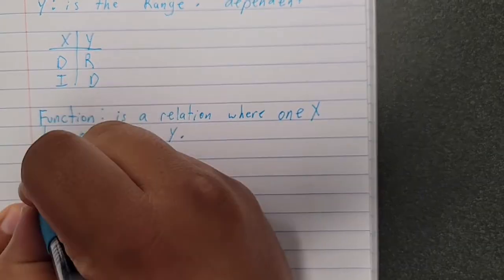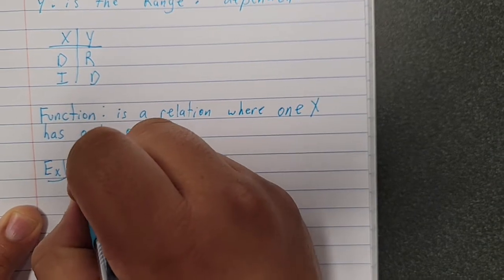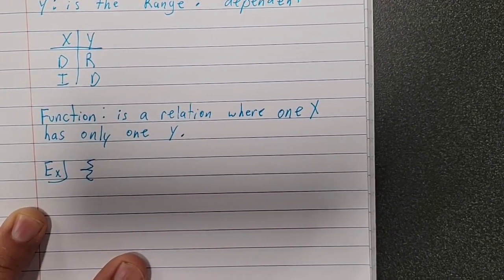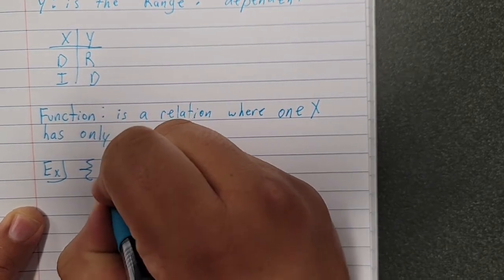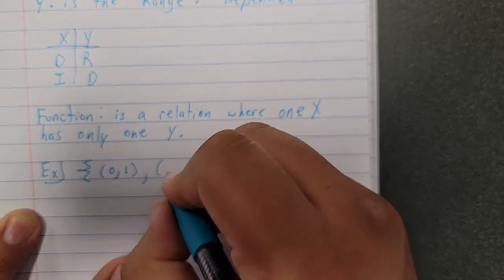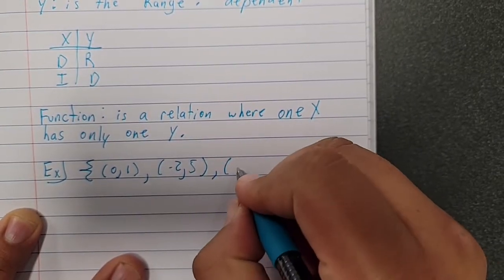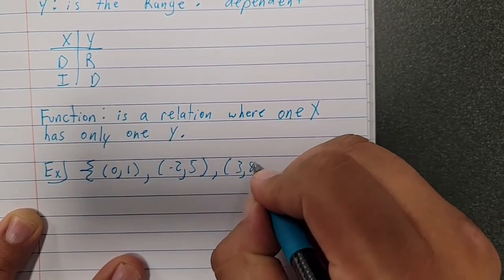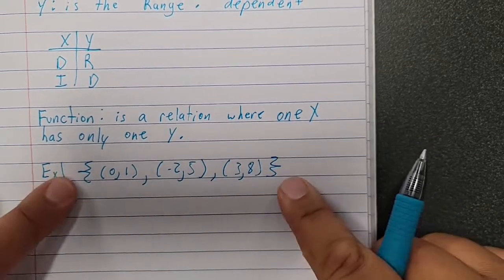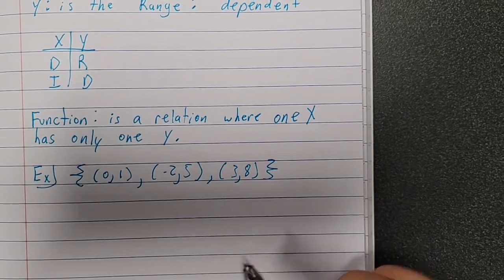So let's say, for example, we're going to have a set. Everyone go ahead and put a set of ordered pairs. I'm going to give you a random set of pairs. Let's do (0, 1). Then we're going to do (-2, 5). Then we're going to have (3, 8). Now close the set. So this is a set, and these are parentheses. These are points right here.